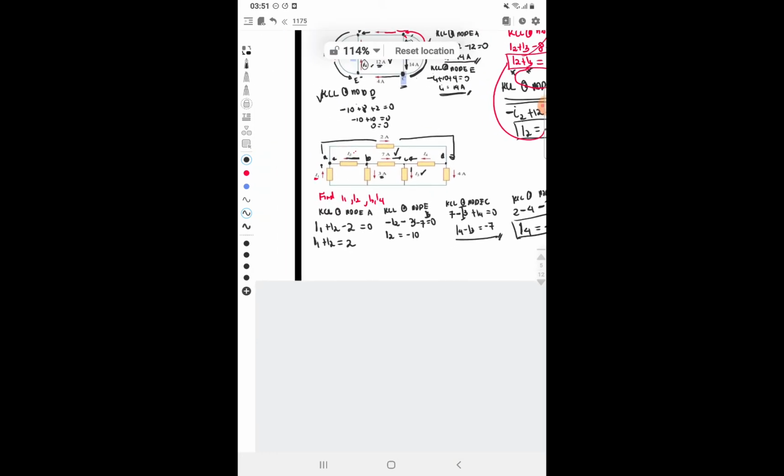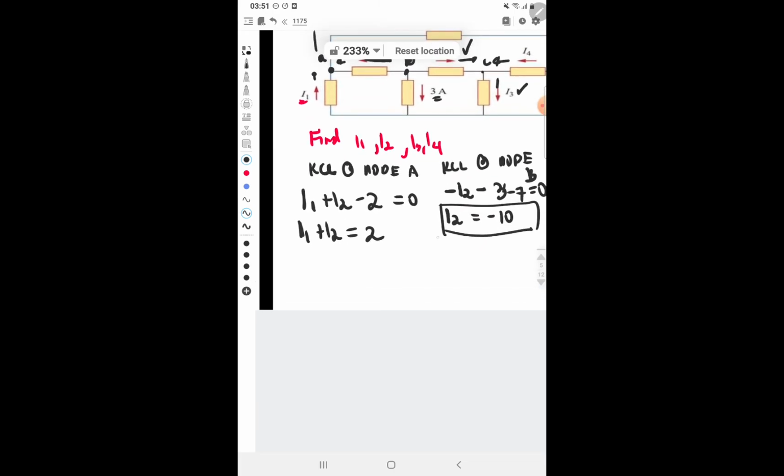Meron na rin tayong I4. Meron na rin tayong I2. Pwede natin gawin is substitute natin itong mga to dito. We have I1 less 10 is equal to 2. So, therefore, I1 is equal to 2 plus 10 equals 12 ampere.